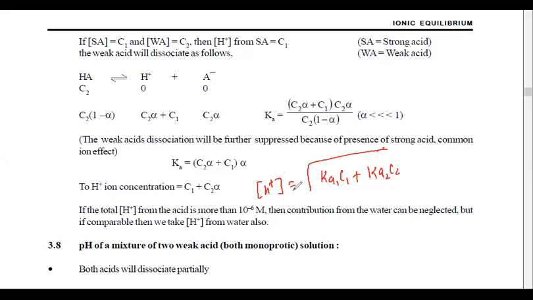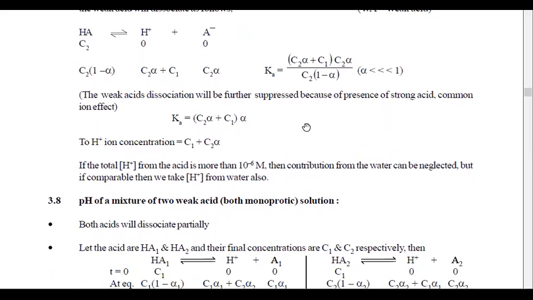How many of you remember this formula? Tell me, how many of you remember this formula? Raise your hand. Right? Yes, very good. Now let's see.